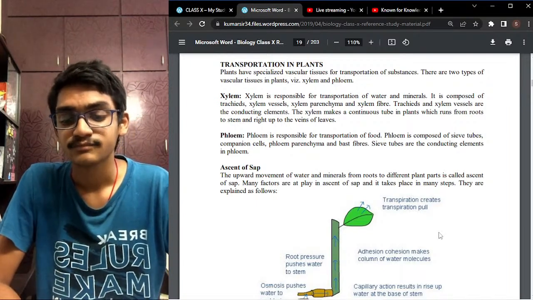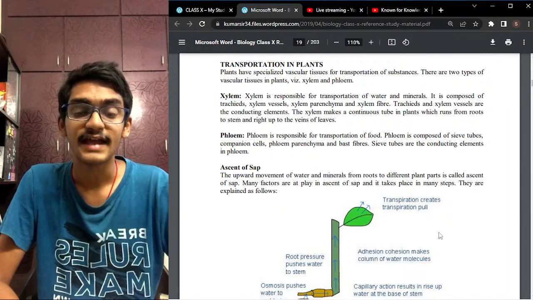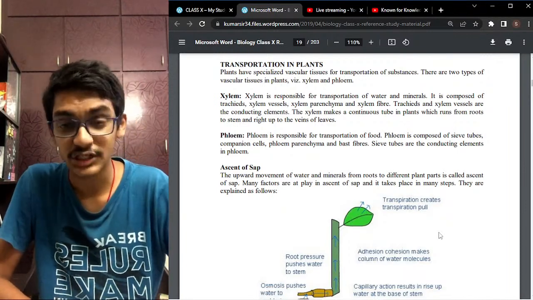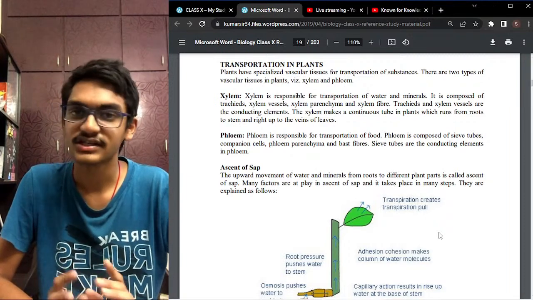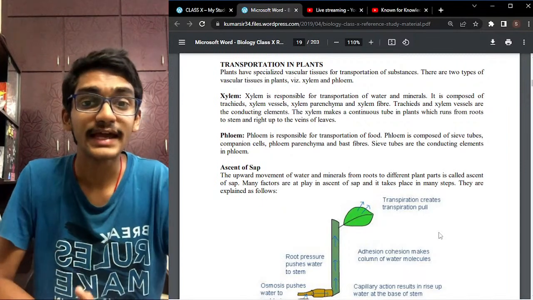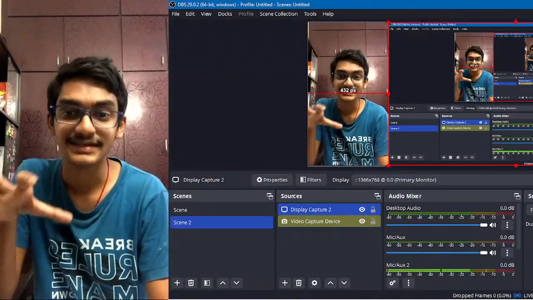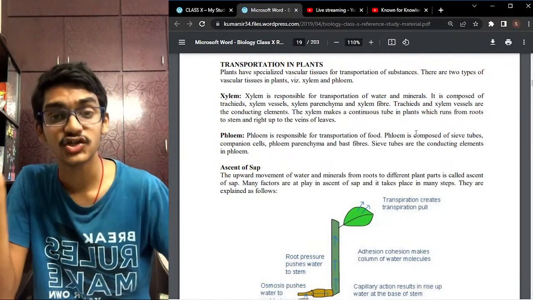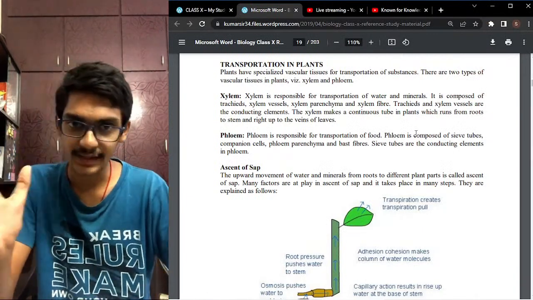In the last two previous classes, first we discussed nutrition, and then we discussed respiration in detail. We have understood those two important topics. But today in this class, we are mainly going to discuss the process involved in transportation in both plants and animals.